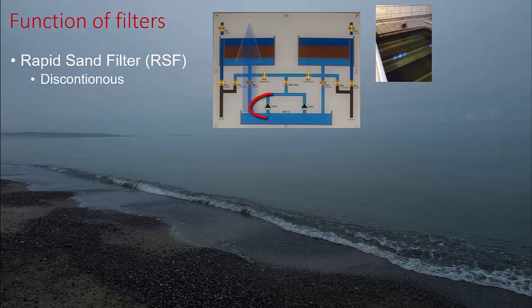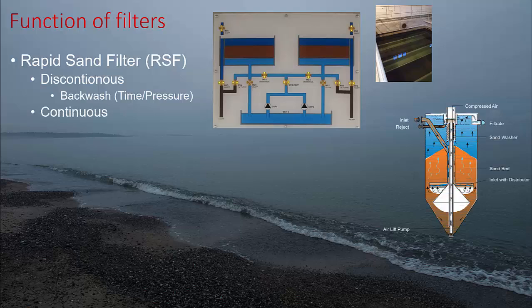When you backflush, you use the pump to reverse the flow and clean out the sand bed and remove what's stuck in the filter. So during backwash, you need to stop, and this is why it's called a discontinuous filter. Backwashing is controlled either by time, you set a certain time and then the backwash starts, or you can also use the pressure. Time is absolutely more common.